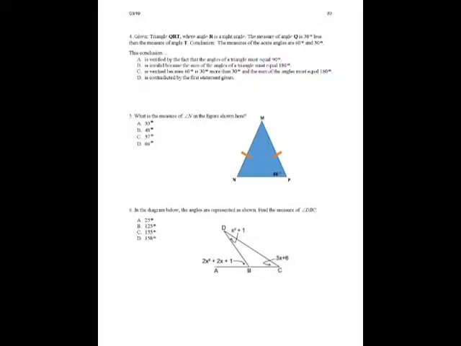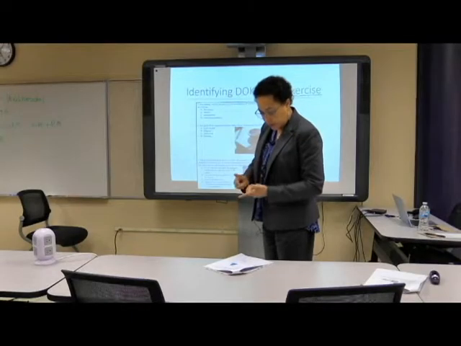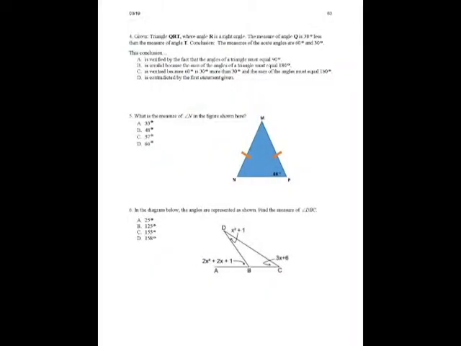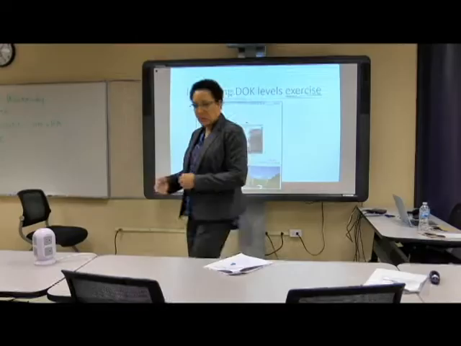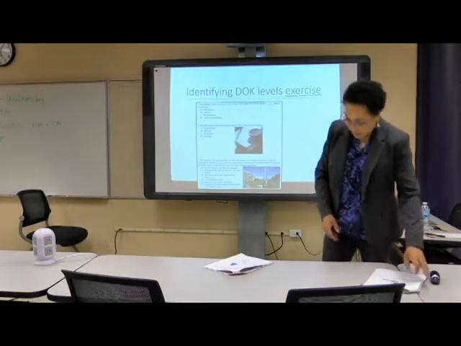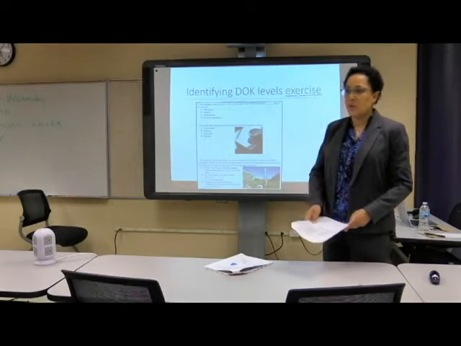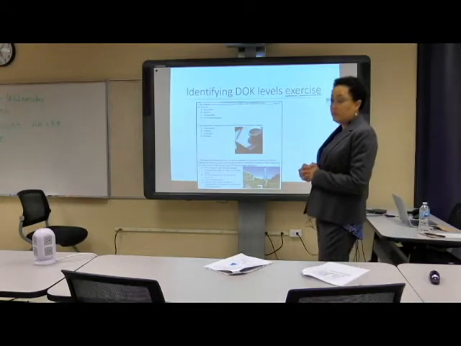We have a triangle, QRT. It's got a right angle. Ooh, there's some stuff that I need to know. I need to know what a right angle is. The measure is 30 degrees less than angle 2. Okay, that's something else I need to do. The measures of the angles are 60 and 30. This conclusion is, now I've got to make some choices. Is it a DOK 1? No, definitely not. It's not a recall question. We can tell that right away. I think it's a 3.